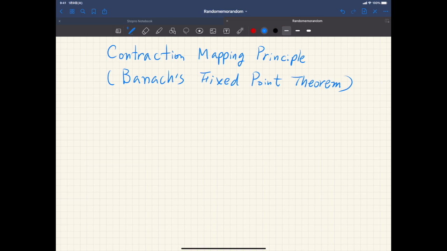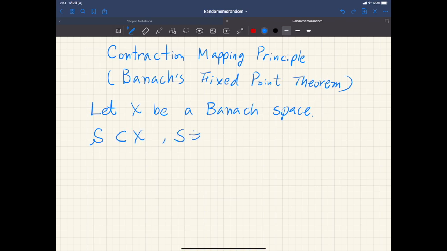Alright, the goal of this lecture is to prove a theorem that is called the contraction mapping principle, also known as Banach's fixed point theorem. So the theorem goes like, let X be a Banach space, and S is a subset of X, which is non-empty.